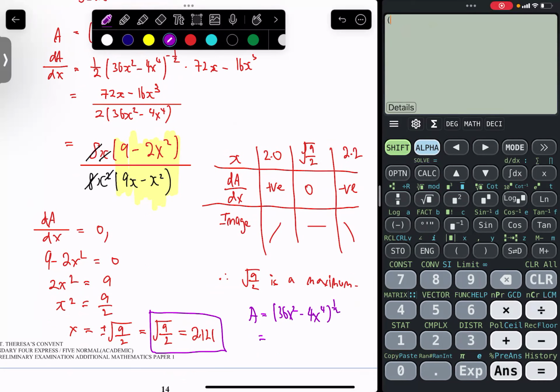So equals bracket 36 times square root 9 over 2, whole squared, then minus 4 times square root 9 over 2 to the power 4, okay, 81, and then square root, 9. So 9 meters squared.